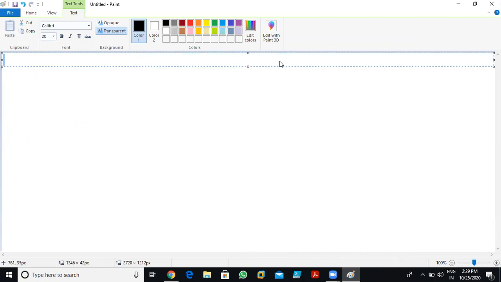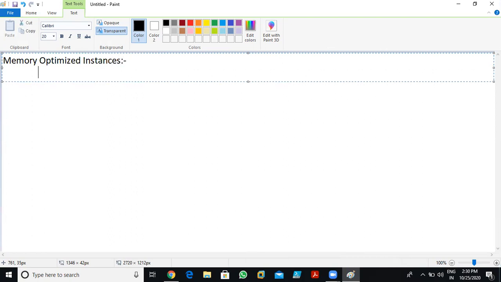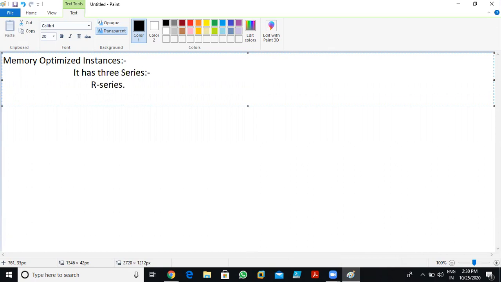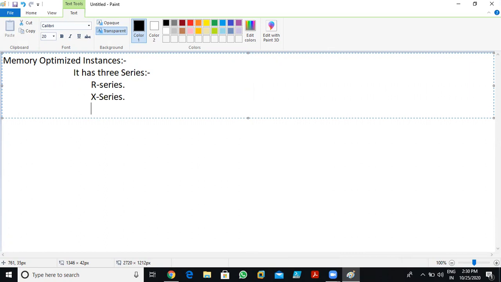So memory optimized instances have three series. Number one, it's known as the R series. Number two, we have the X series. And number three, we have the Z series. So these are the three series we have.